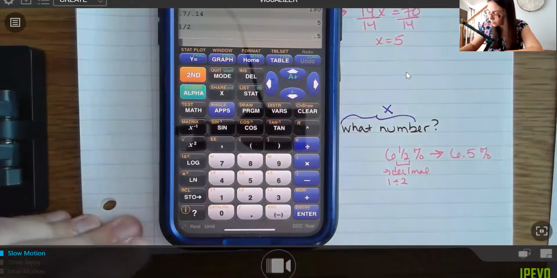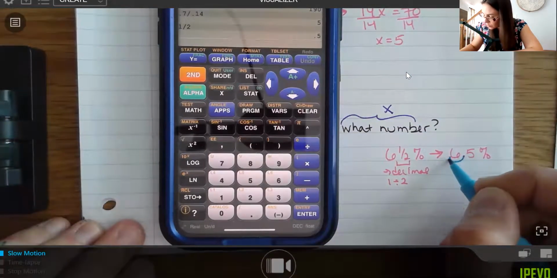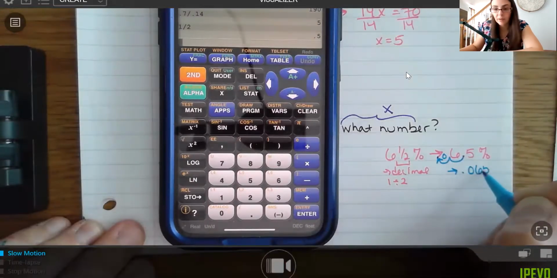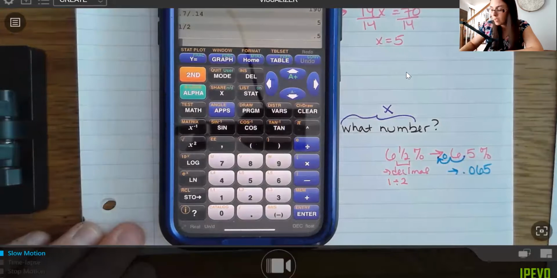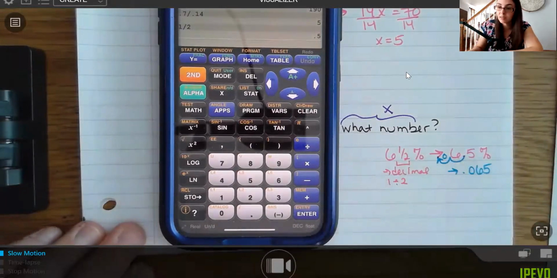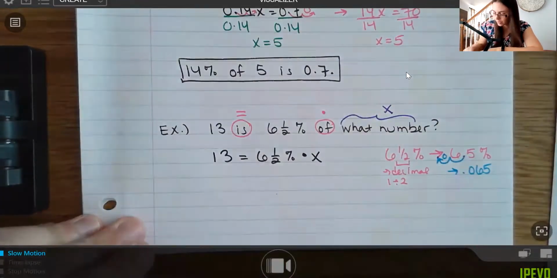And now I change over into the decimal form, 2 spots to the left. So I'm going to use 0.065 here. Okay, so just be really careful. Make sure you change to a decimal first, and then still move your decimal point 2 spots to the left here. That's something that a lot of students forget to do.